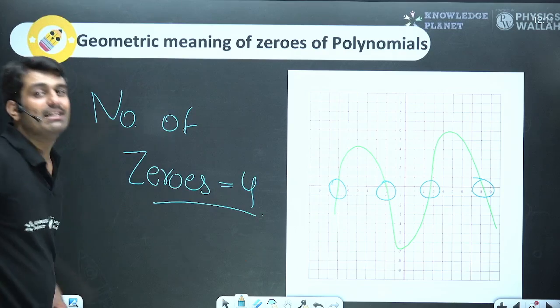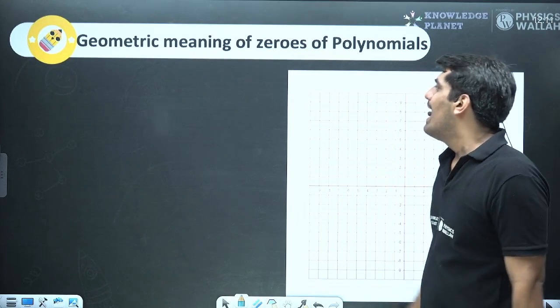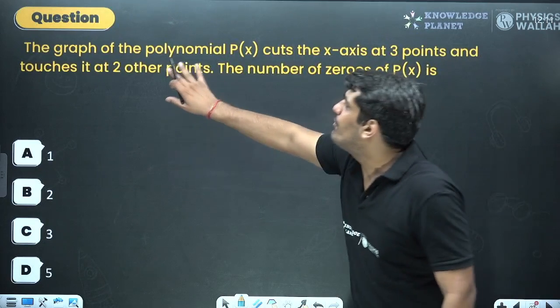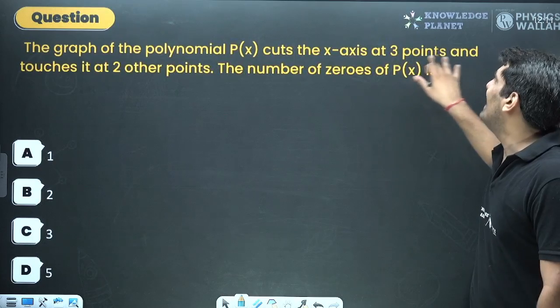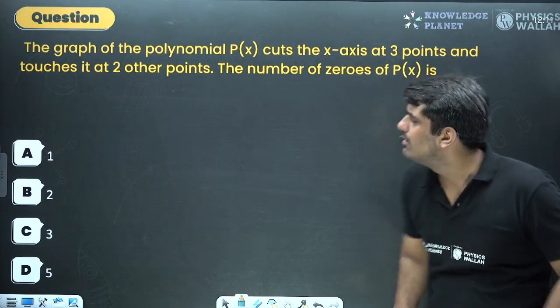Just by observing the graph, you can tell. So now, let us do this understanding and find out the answer for the given question. The graph of a polynomial p(x) cuts the x-axis at 3 points. At 3 points, it is cutting the x-axis. Is that all? Let's see.